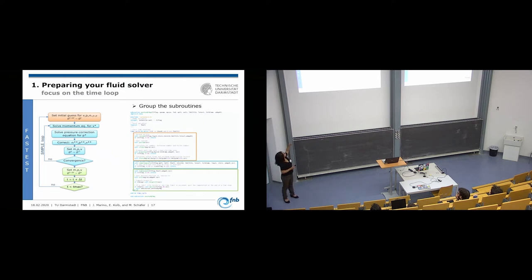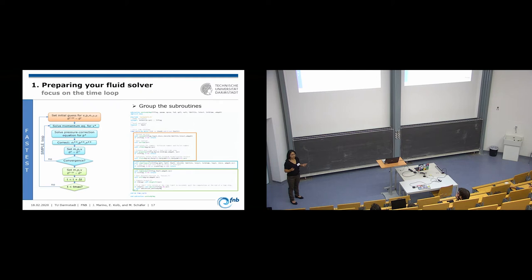Something that is made before the calculation, the calculation, and something after the calculation. In our case, for FASTEST, before the calculation, we set the initial guess values for the variables. After that, the calculation is the simple loop, and the last part is to set the new values for the variables and increase the time step. These three parts you need to find in your program.